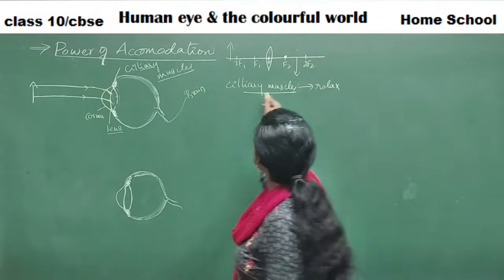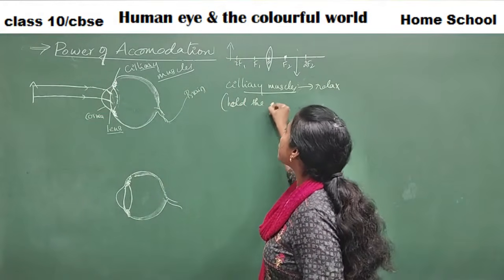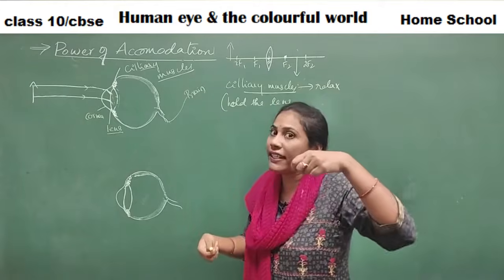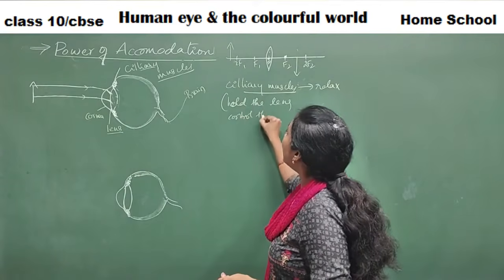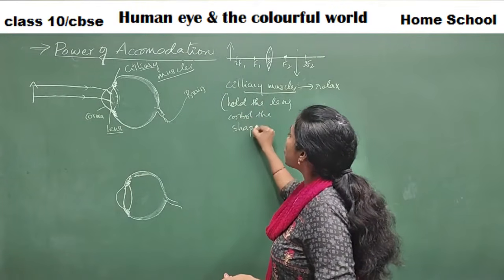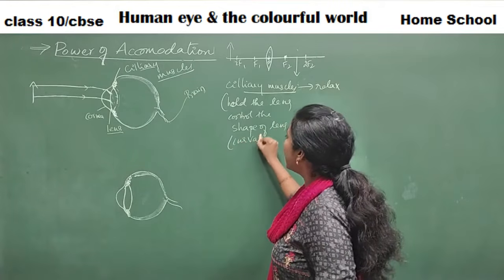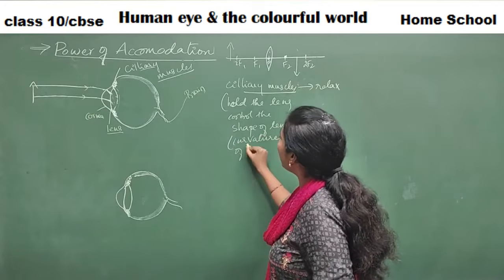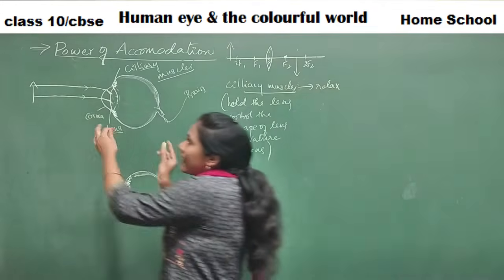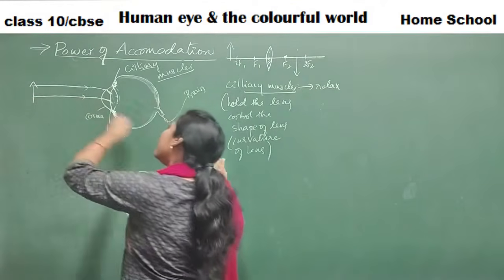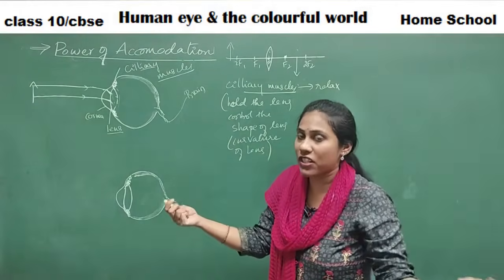Actually, these ciliary muscles are the ones which hold the lens, and they control the shape of the lens, or nothing but the curvature of the lens. So this is the work of the ciliary muscles. The moment the rays start coming from a very far away position, the ciliary muscles start relaxing. They change their shape.